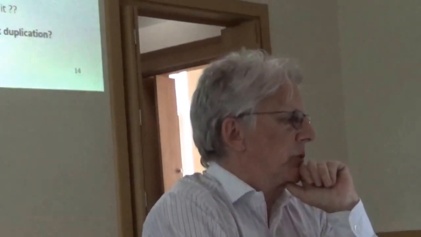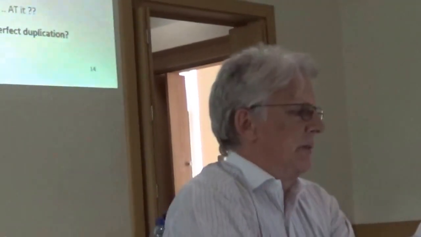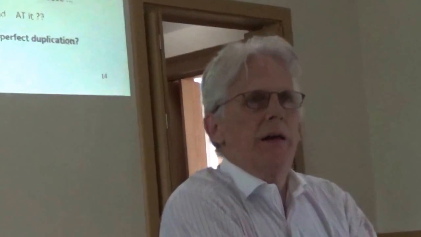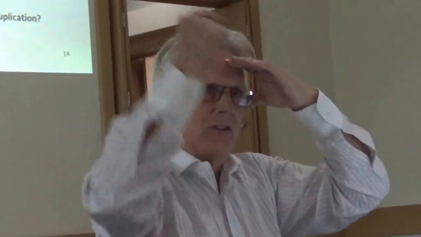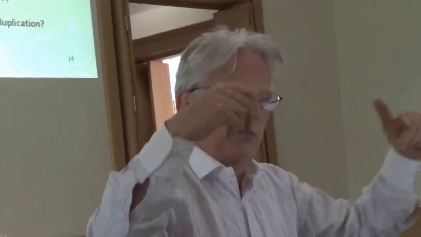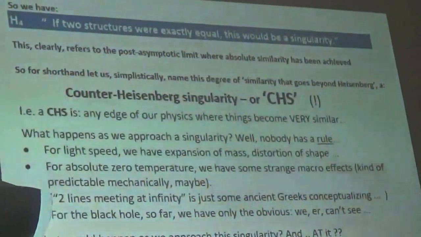There he has it. If two structures were exactly equal, that would be a singularity, which of course refers to the post-asymptotic limit where absolute similarity has been achieved. I now make a joke, which I did a couple of days ago. For shorthand, let's call this a similarity that goes beyond Heisenberg, a Counter-Heisenberg Singularity. I'm just trying to get this into the mind of whoever's listening to it. It might be erudite or normal. It's a special type of singularity. It's that one that goes beyond the Heisenberg limit of our being able to know things. So, Counter-Heisenberg Singularity is any edge of our physics where things become just very, very, very similar.